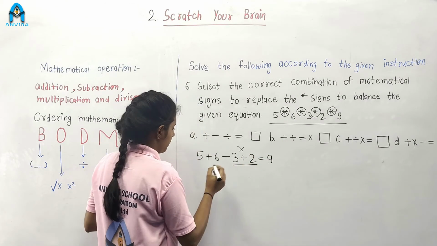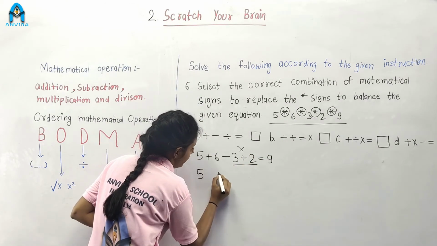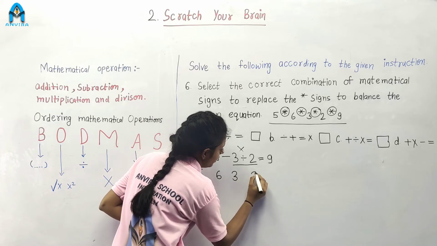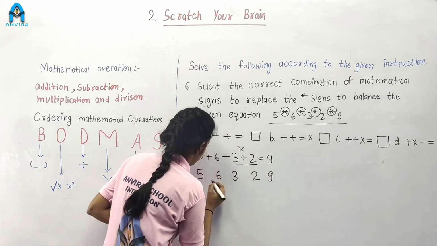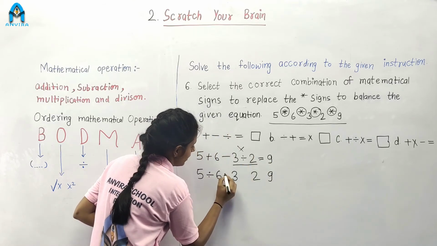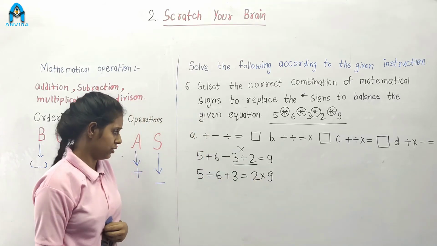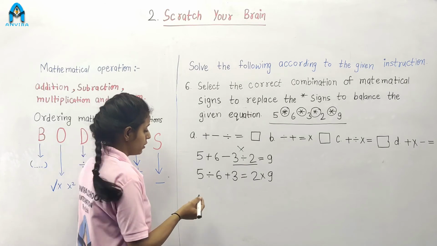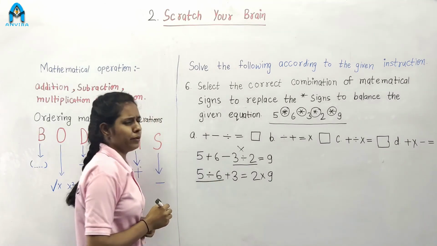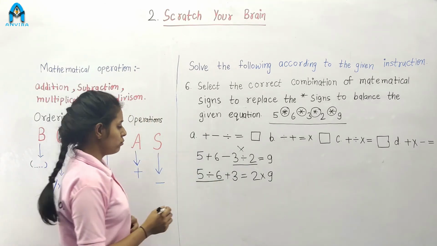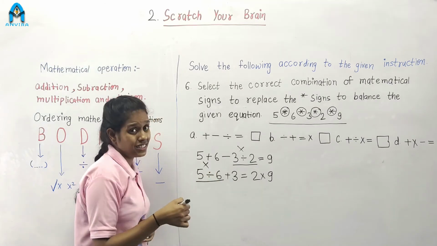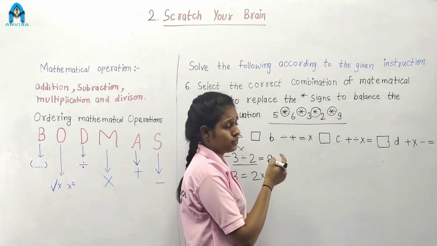Next, option B. 5, 6, 3, 2, 9. Divide, addition, is equal to, and multiplication. First, divide 5 divided by 6. No. So, this is not our correct option.